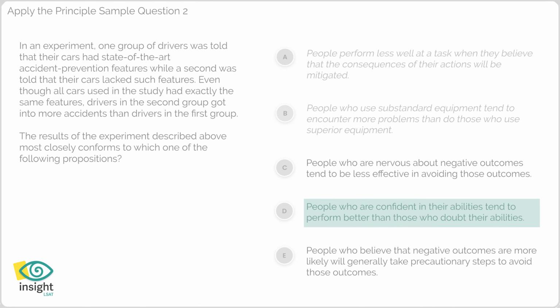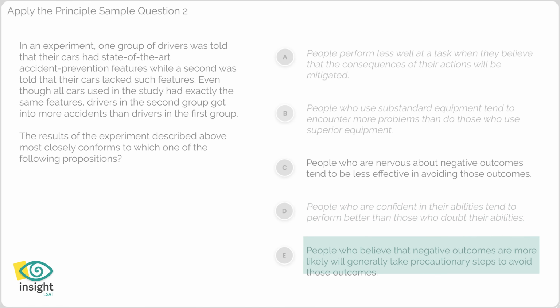D. People who are confident in their abilities tend to perform better than those who doubt their abilities. Okay, so maybe this is talking about the first group, and they did do better. Because I already like answer choice C, I'll stick with this a little longer and just try to get rid of it. People who are confident in their abilities. Is that really the first group? They're told that they have certain features in their cars. What does that have to do with their abilities? Nothing, right? Yeah, let's knock this one out.